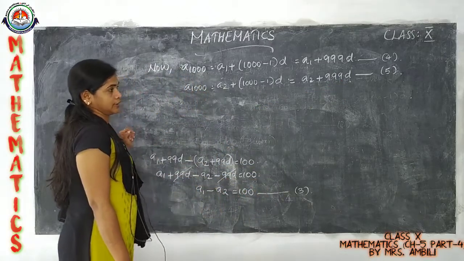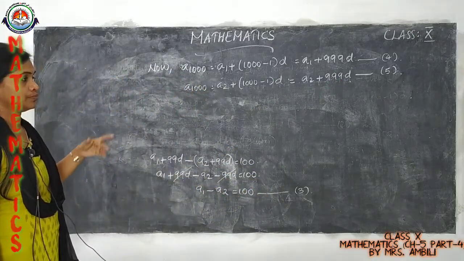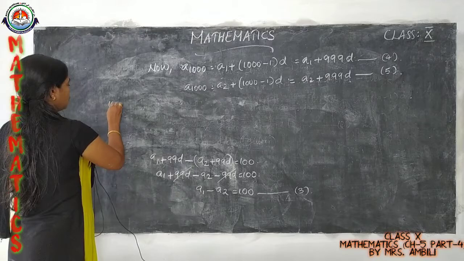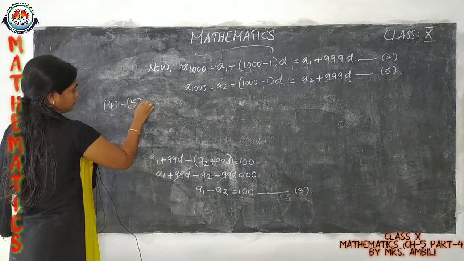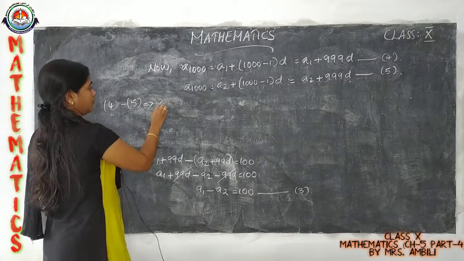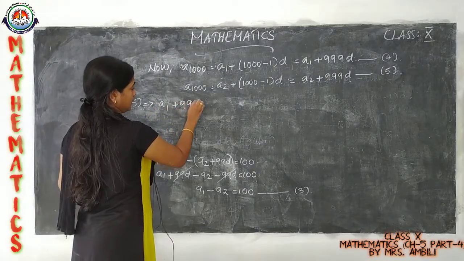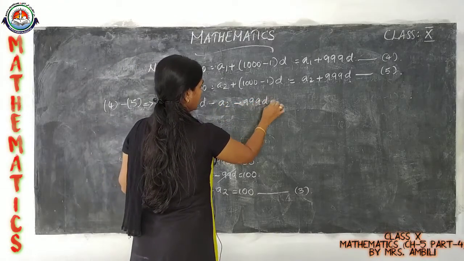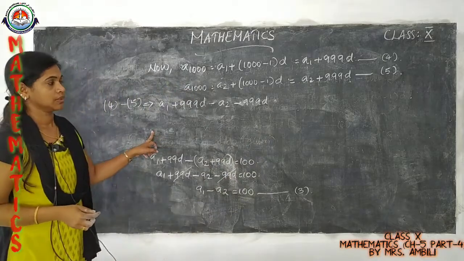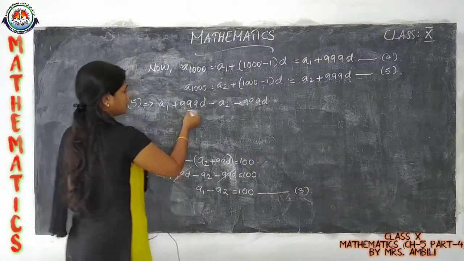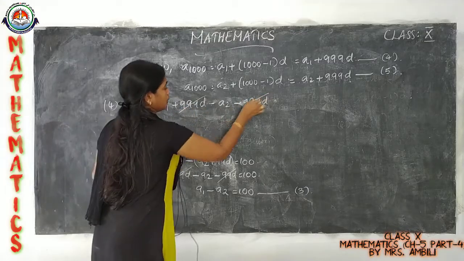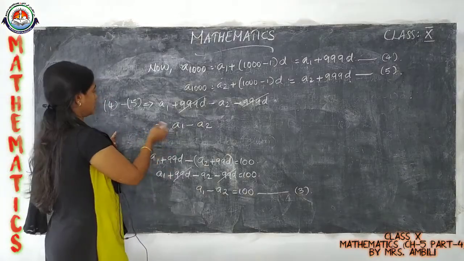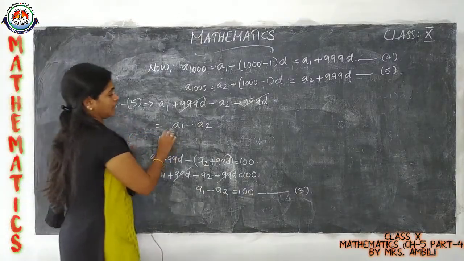Okay, next we can subtract 5 minus 4. So how can we subtract it? 4 minus 5. What we will write? A1 plus 99D minus A2 minus D. Clear? So that is equal to, here these two equal to 0. What we will get? A1 minus A2. So we got, when subtracting 4 minus 5, we got A1 minus A2.